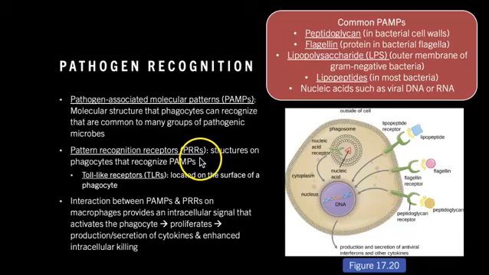The other term we need to know is PRRs, pattern recognition receptors. These are structures found on our phagocytes. Imagine this is our phagocyte over here, and these green structures are the receptors. They help recognize the PAMPs, whether it's a lipopeptide, a flagellin, or a peptidoglycan piece. There are specific receptors called toll-like receptors, and these are located on the surface of the phagocyte.